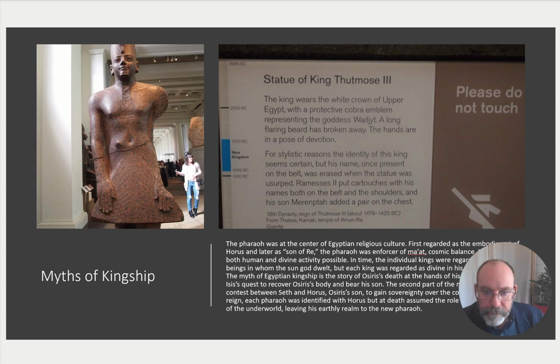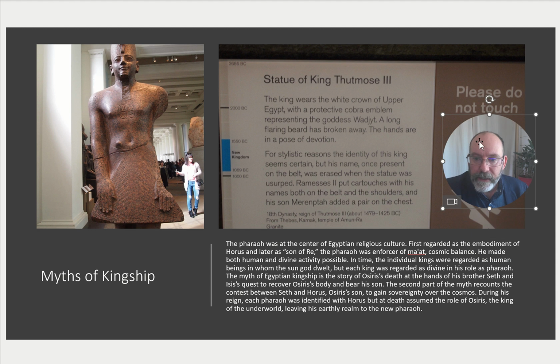So the Pharaoh is the center of Egyptian religious culture. He's first regarded as the embodiment of Horus and later the son of Ra. The Pharaoh was the enforcer of Ma'at, which is cosmic balance. Remember, we keep talking about Egyptians and this mythology of going from chaos to order. So that's what this is always about.